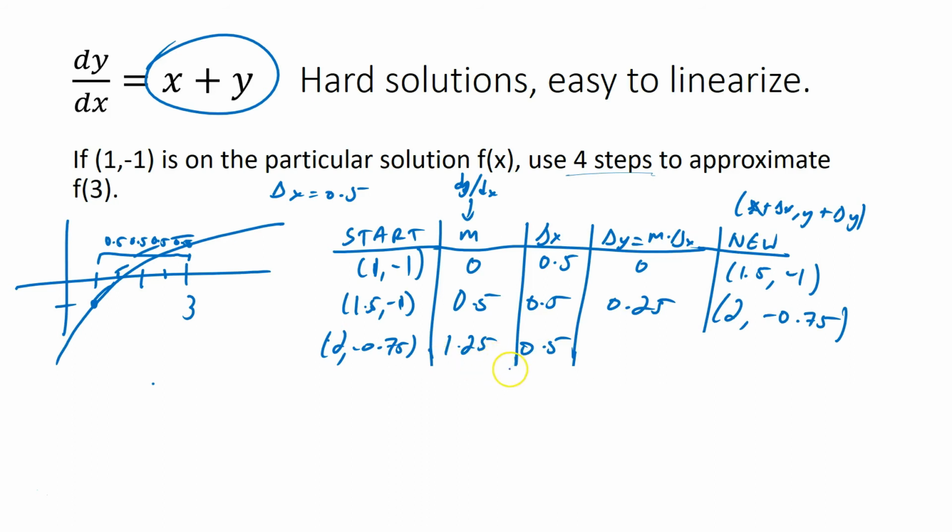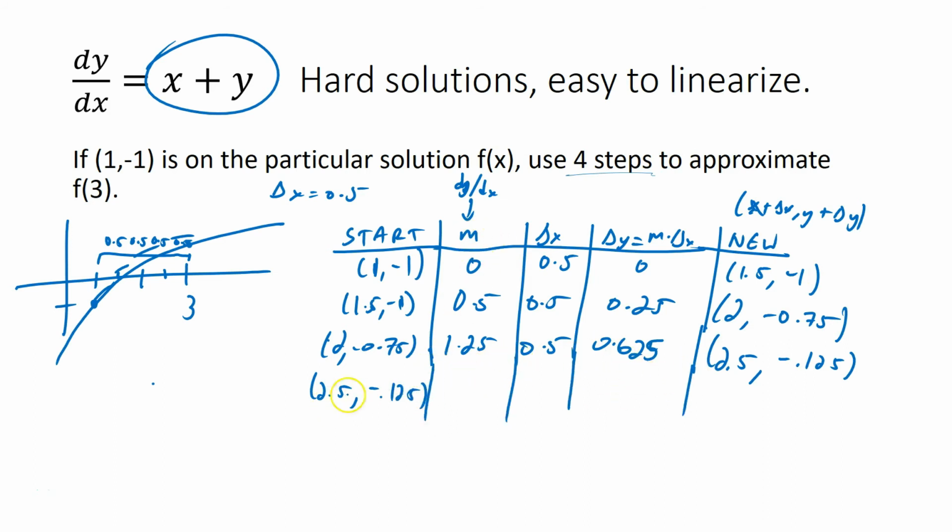So I'm going to do m times delta x. That's 1.25 times 0.5. That's 0.625, so that's my change in y. So my new point, 2.5, right, because it's just x plus delta x. We march on with that 0.5 every time. And the y coordinate is going to be -0.75 plus 0.625. And that gives me -0.125. Okay, so now that's our new starting point. So we have 2.5, -0.125. This should be our last step here because we're just going to f of 3.